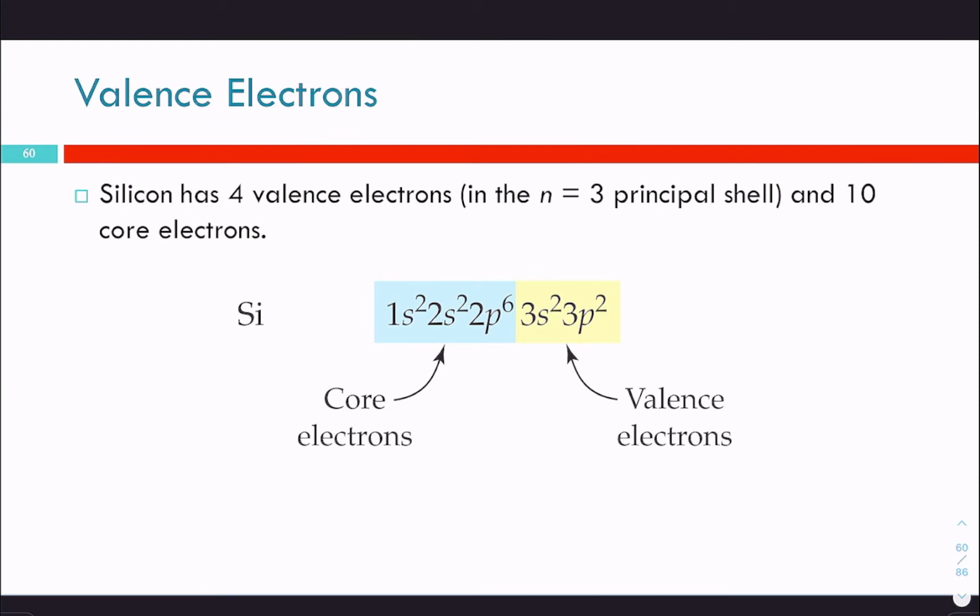So when we're looking at an electron configuration for something like silicon, only these are valence electrons. They're the highest energy principal quantum shell. It's because they have that 3, highest energy, those are valence electrons. The rest of those are core electrons.